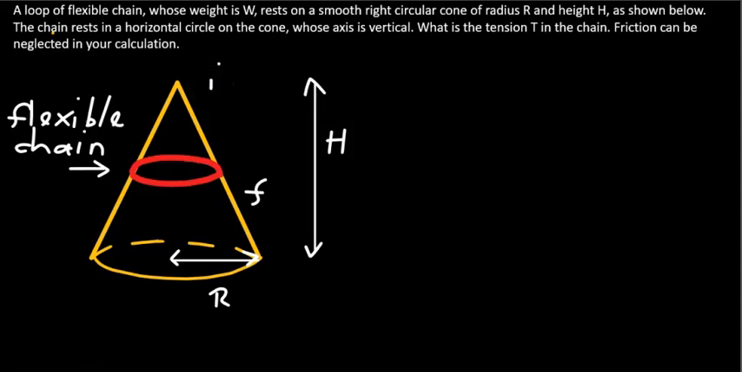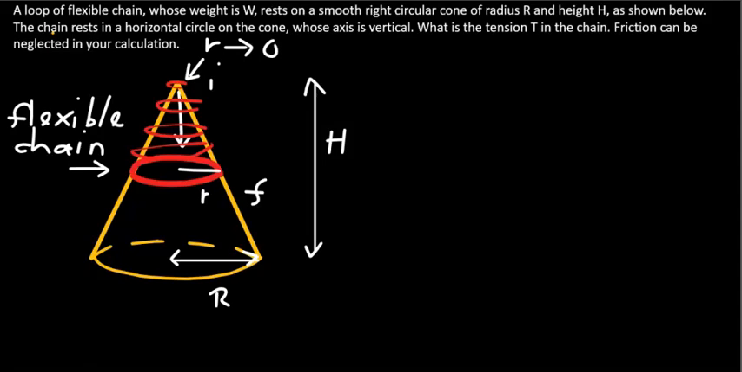Since this is a flexible chain, it goes all the way vertically downward, and as it does so, its radius gradually changes like that until it gets to the final state. So we assume that at the very top the radius is 0. At the final state, the final location where the chain is resting, the radius can be taken to be little r. So how do we apply conservation of energy here?